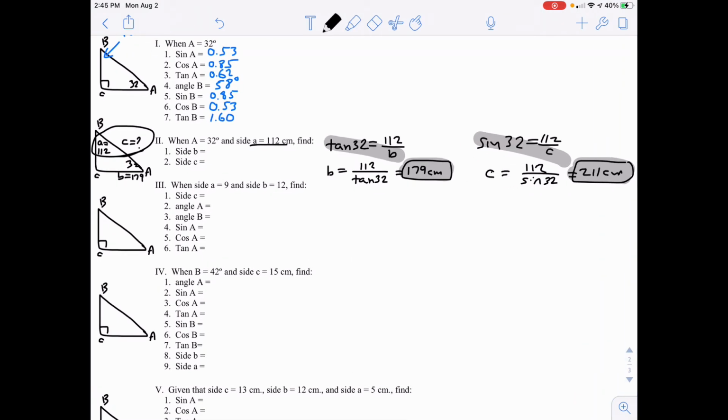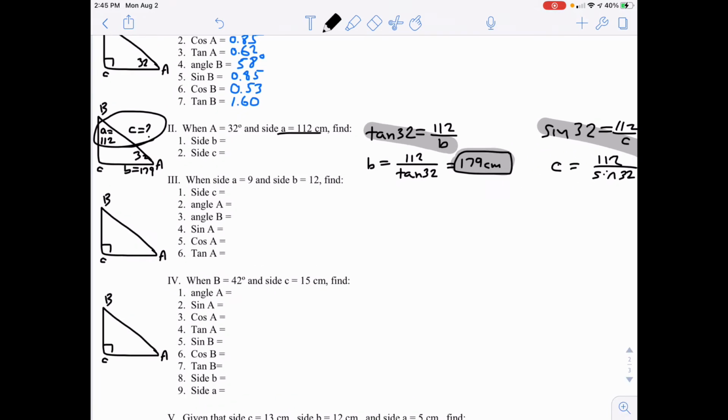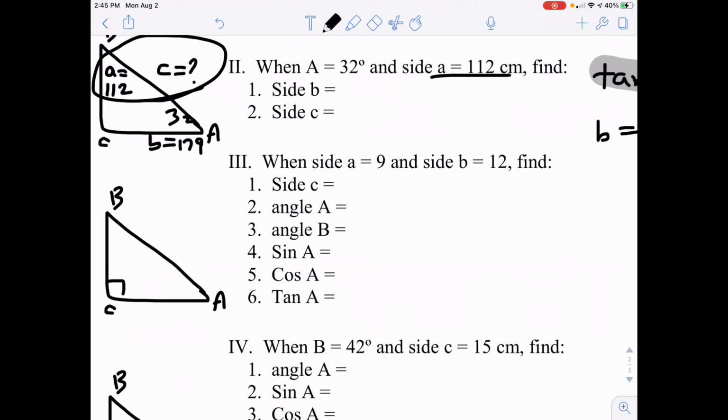Part 3. Same triangle or similar triangle, but different information. Side A is 9. Side B is 12. We don't know side C. And we don't know angle A and B. So we've got to figure that out too.